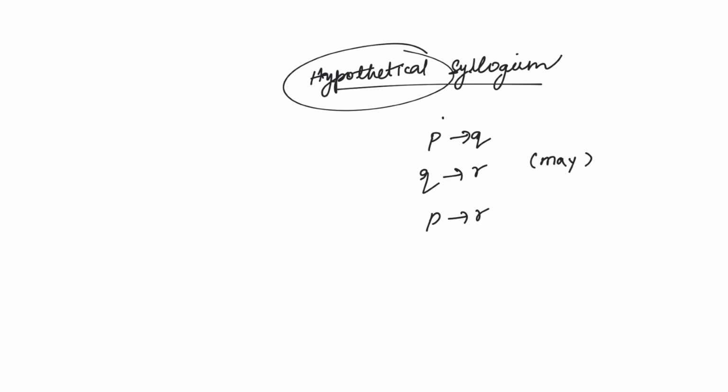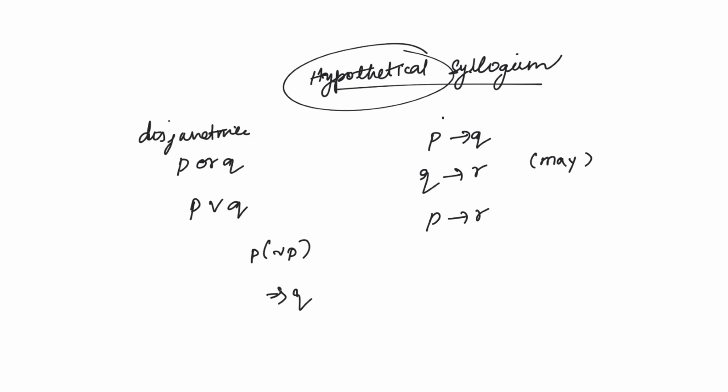Now let's take a look at the disjunctive syllogism. If we have P or Q, and it's not the case of P, that is, negation P, then we can imply Q. That's a disjunctive syllogism.